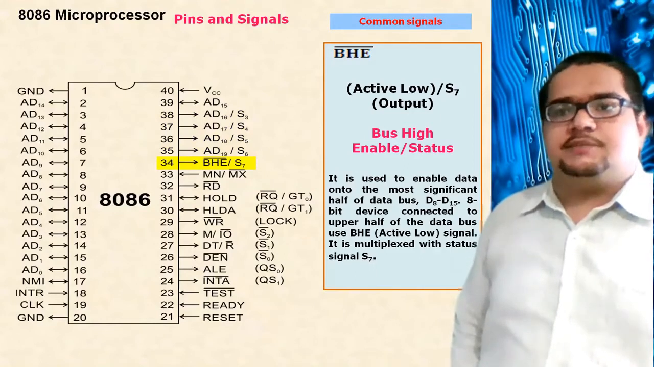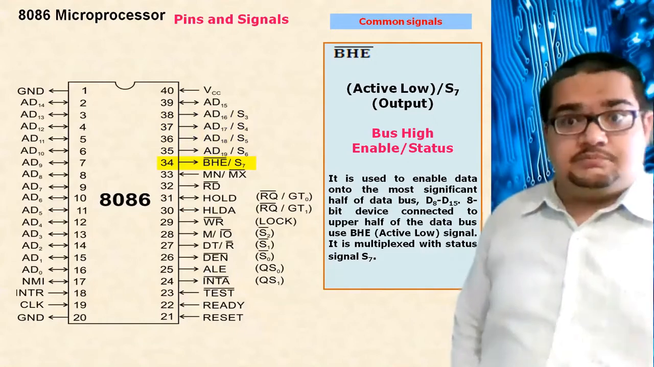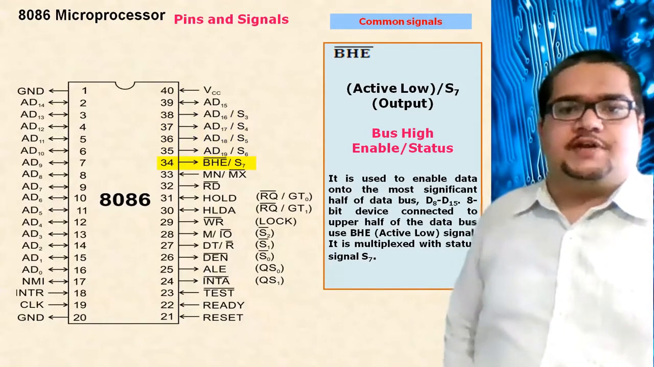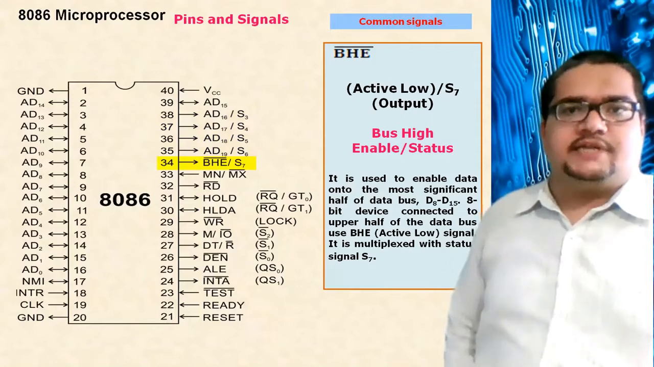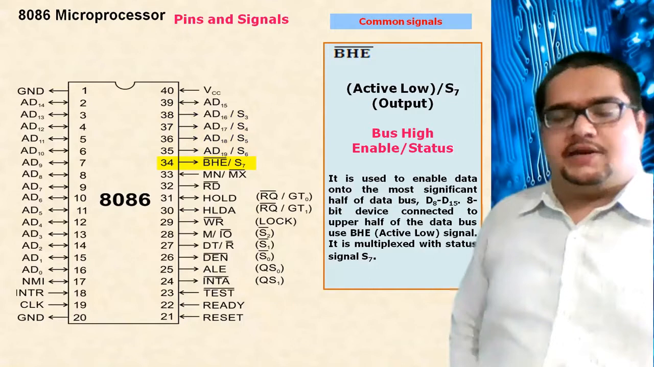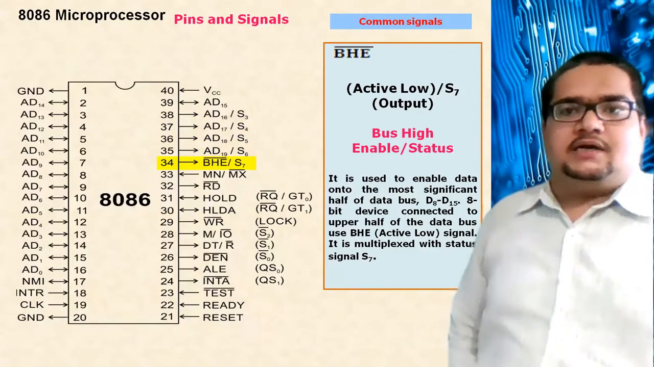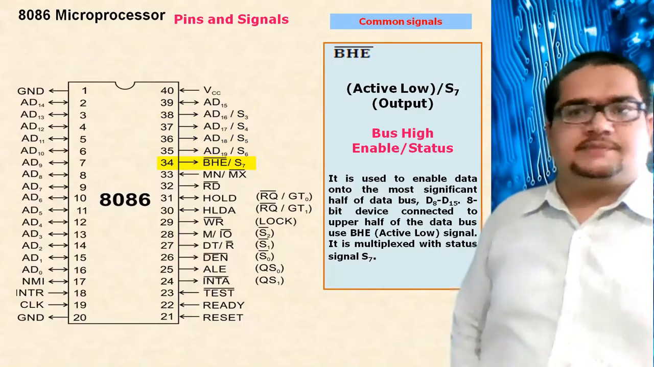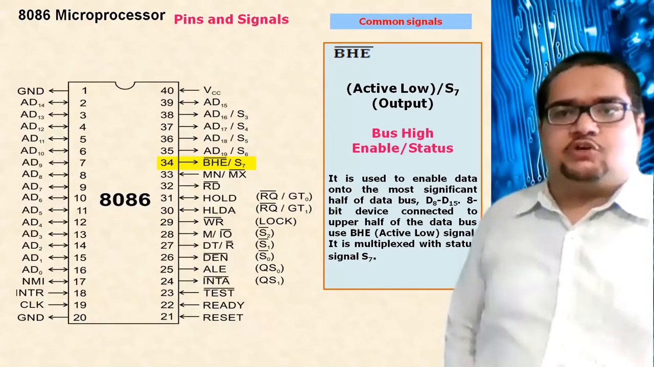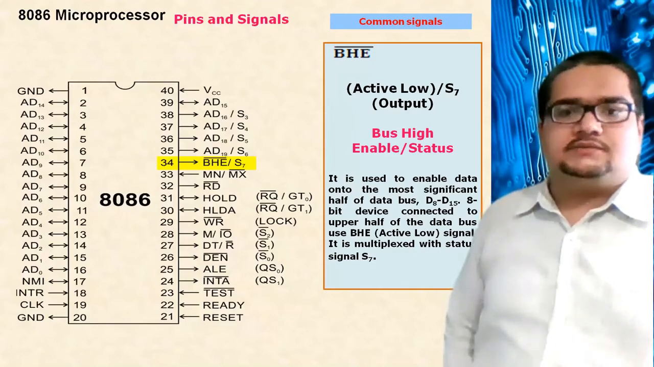About the use of this BHE bar, we have seen very clearly in our previous class, the physical memory organization of 8086. There we checked how BHE bar along with A0 are used for chip select of the even bank and odd bank memories: BHE bar for the odd bank chip select and A0 for the even bank chip select.